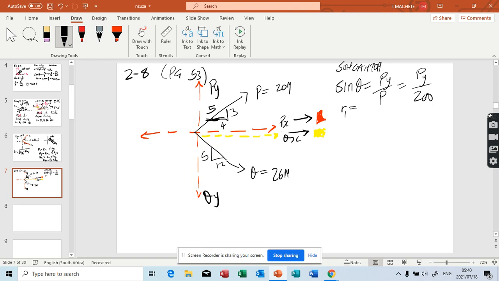Then also find the bottom one. You should get 13. For Q, you need to find R for Q. Always find R first. Yes. So it's 13. So now we can work.